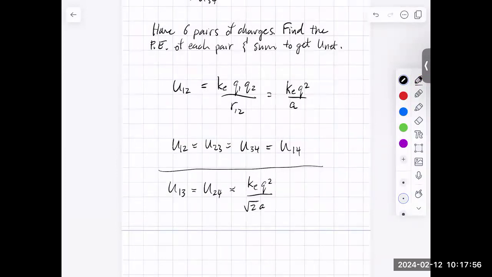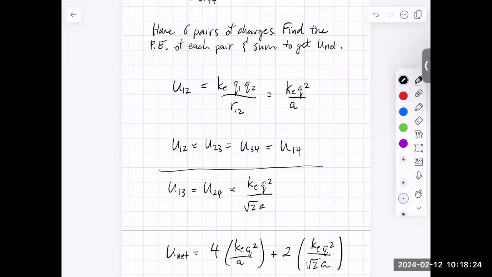Finally, if we want to find the net potential energy, the first 4 are all identical. So we're going to get 4 times KeQ squared divided by A, plus 2 times the diagonal ones. And those diagonal ones contribute a little bit less because they're further away from one another.